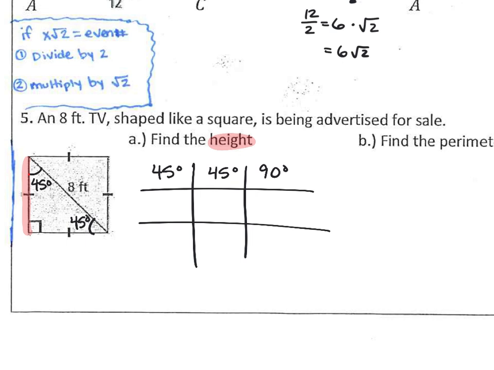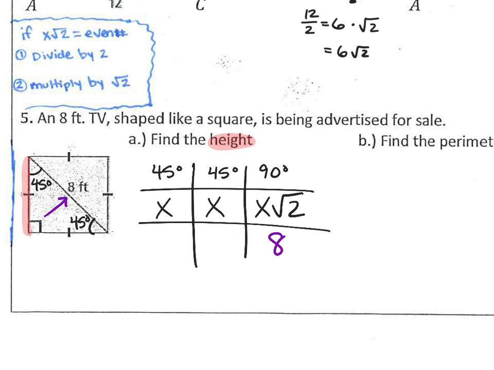What was the pattern for 45, 45, 90? Look at the top of your page. What is the pattern? X, X, and X square root of 2. All right, fabulous. What piece of information did they give us in the picture? That 8 feet is across from what angle? 90. So I'm going to put 8 right here.